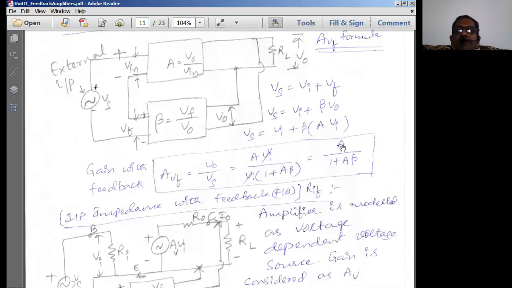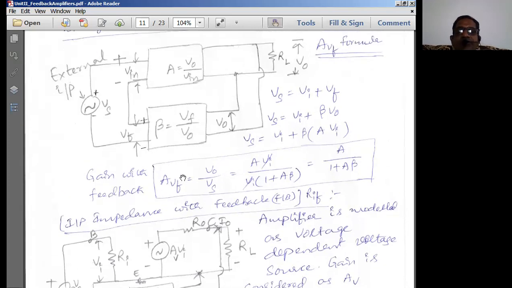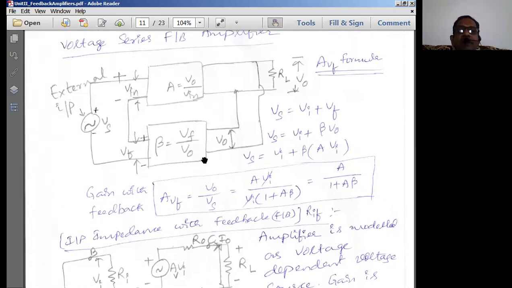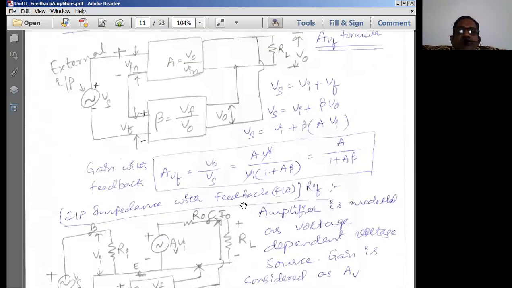So I can write this A as AV here. Therefore I can have AVF is equal to A by 1 plus A beta, where I can replace A by AV, which is the amplifier gain represented as a voltage gain. So we are normally going to configure this negative feedback amplifier as a voltage amplifier. That means the amplifier A is simply converted into a voltage amplifier because of the negative feedback connection topology, voltage series. So this is the conclusion.